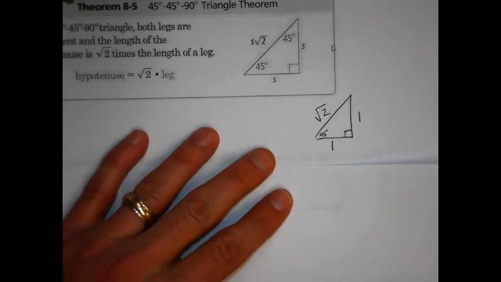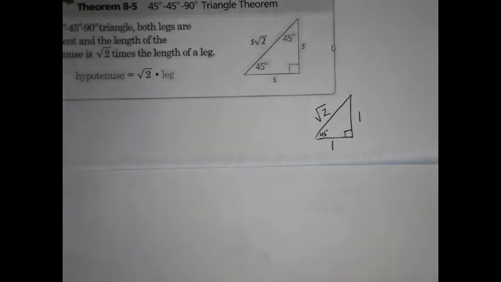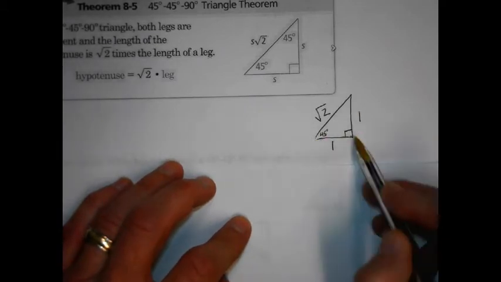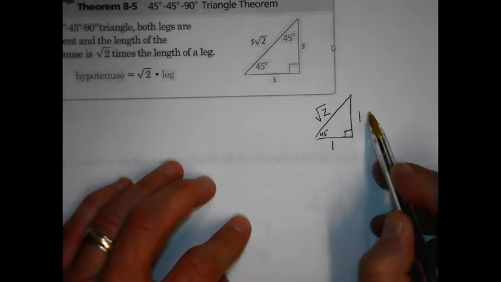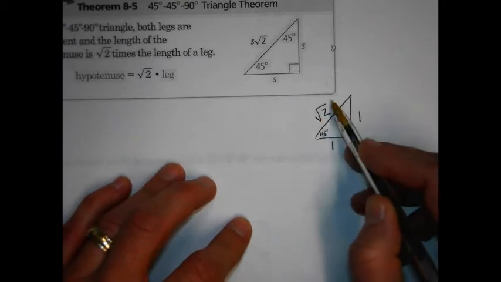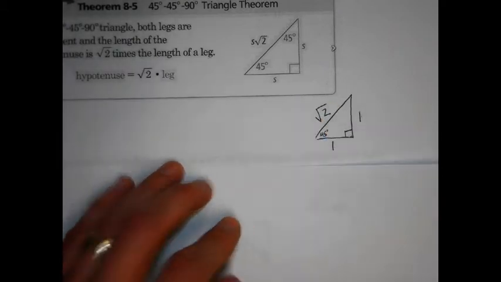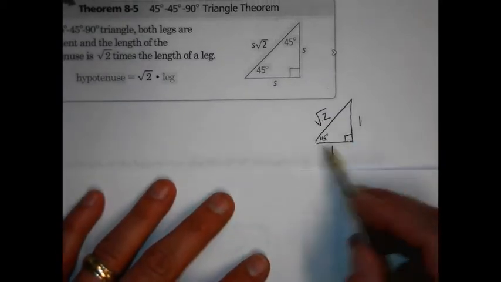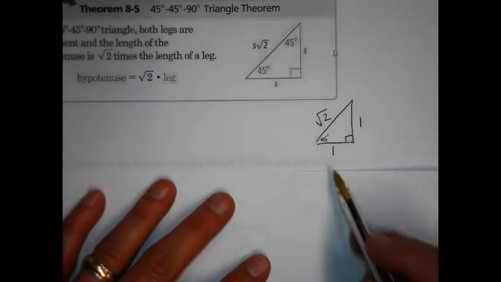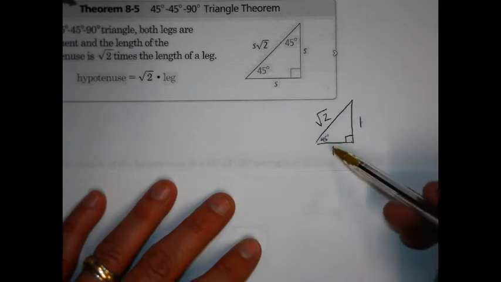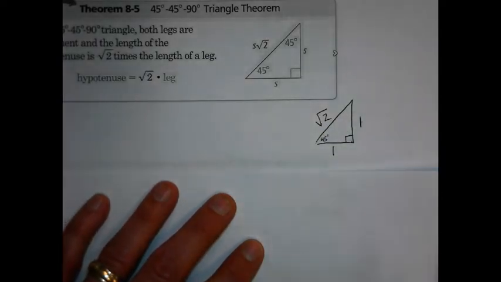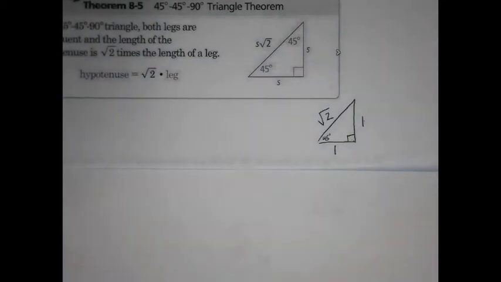So here's my own drawing, right? We have a 45-45-90 right triangle. If the legs are each 1, the hypotenuse is 1 times the square root of 2. That's the Pythagorean theorem at work, right? The sum of the squares of the legs equals the square of the hypotenuse. So if you have a leg length of 1, another leg length of 1, the hypotenuse is the square root of 2. So that is the 45-45-90 triangle.